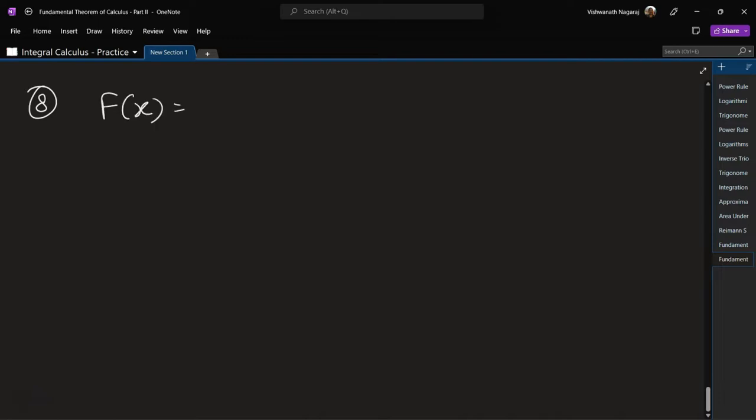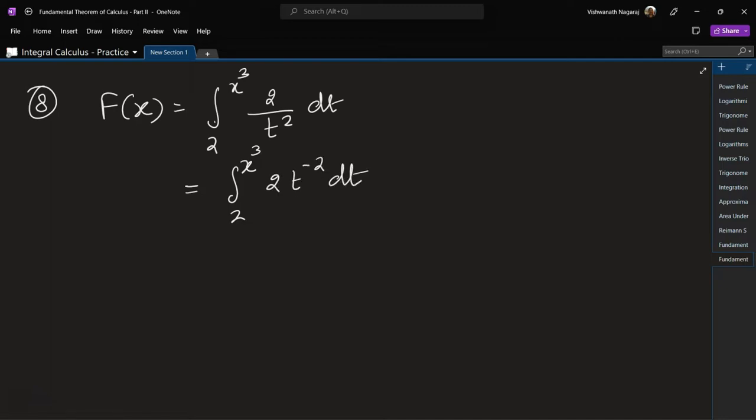8.1. Capital F of x is equal to integral from 2 to x cube of 2 by t square dt. Okay, now this can be written as integral 2 to x cube 2t to the power of minus 2 dt. So let's differentiate both the sides. We get f prime of x, and this would be d by dx of integral of 2 to x cube of 2t to the power of minus 2 dt.